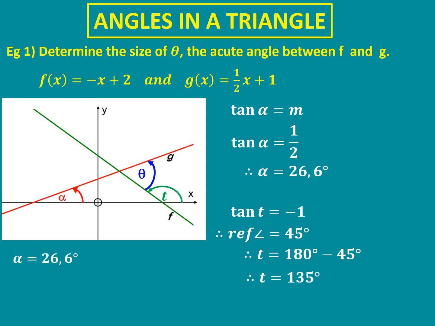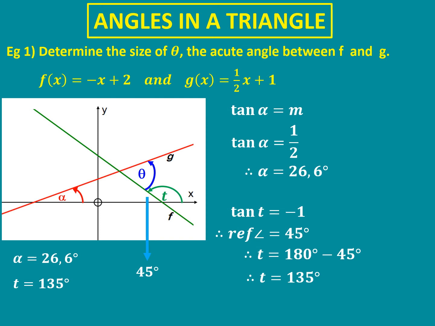So angle alpha is 26,6. And angle T is 135, which means the angle next to angle T on the straight line will be 45 degrees. And you'll notice I don't write a reason there. In this section of work, they don't ask you to state reasons, but you can use angles in a triangle or exterior angle of a triangle or angles on a straight line without stating the reason specifically.